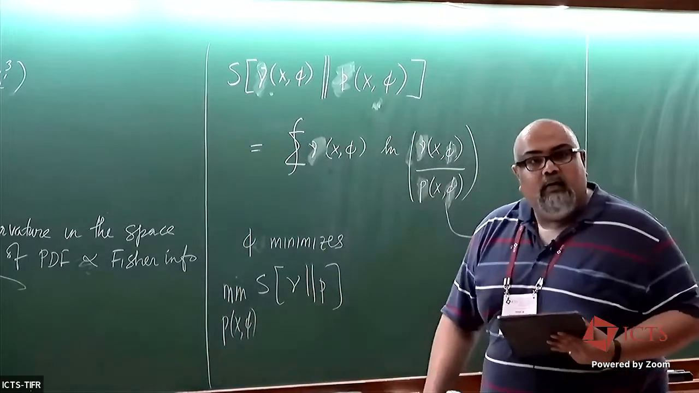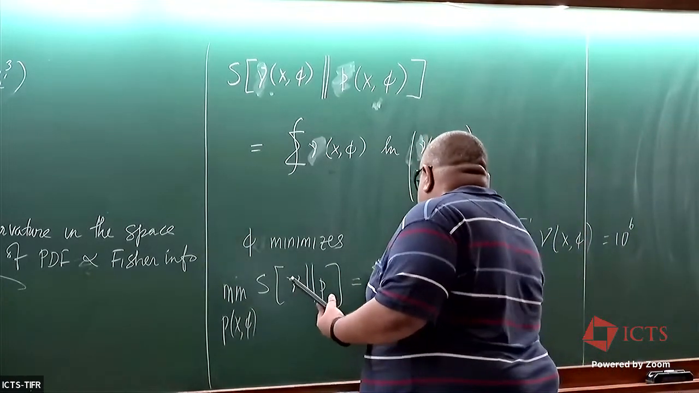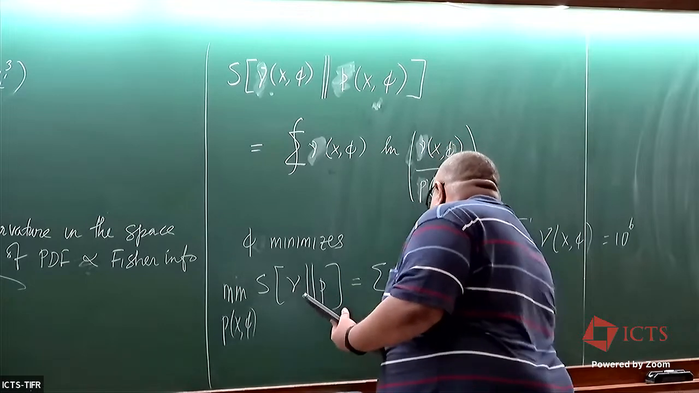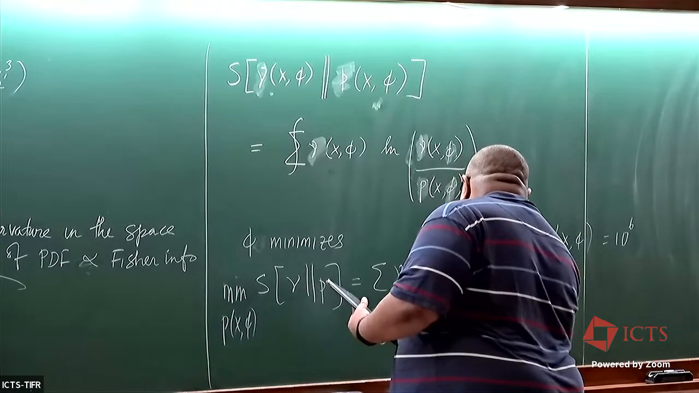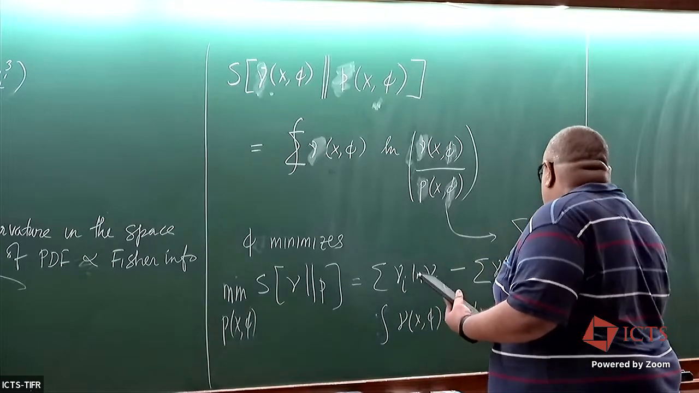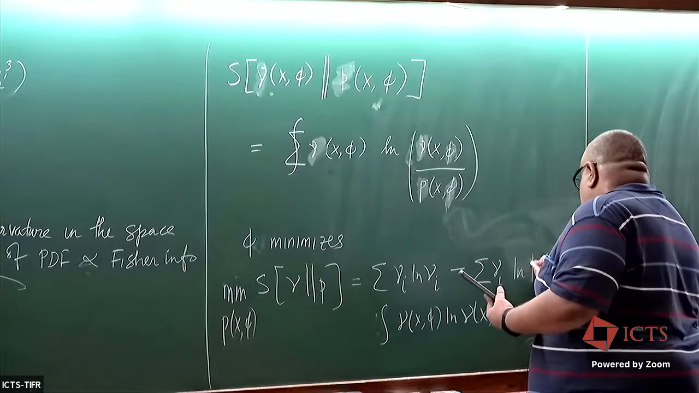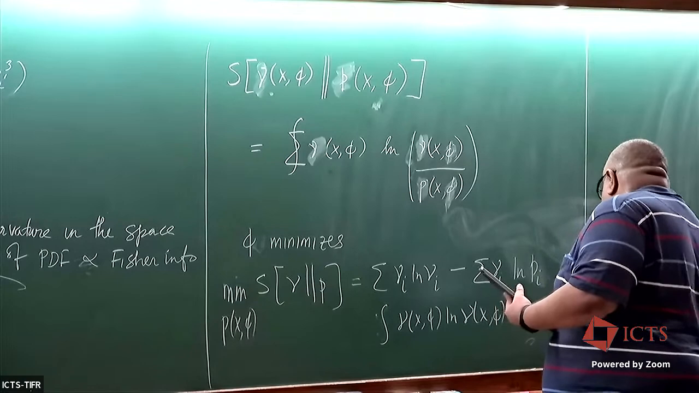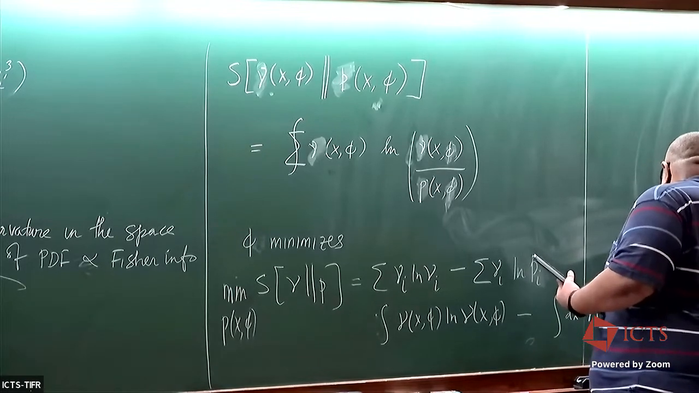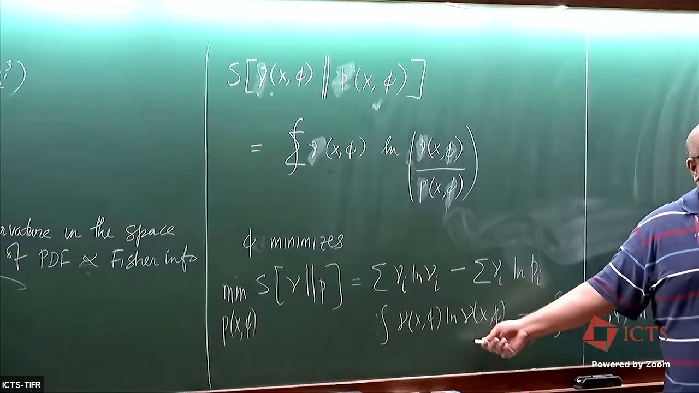So I vary the phi, right? Till I find the value of phi that minimizes this. So let me just write it out. It's sum over nu I log nu I, or I can write it as integral nu of x comma phi log nu of x comma phi, right? Minus sum over nu I log pi, right? Which is the same as minus integral. And now the first term, does it depend on the probability that I want to try and minimize over?